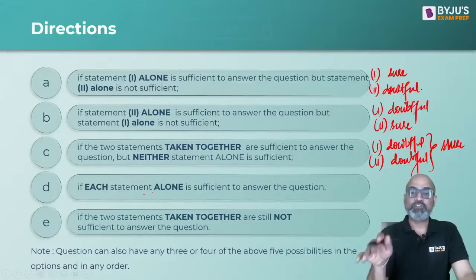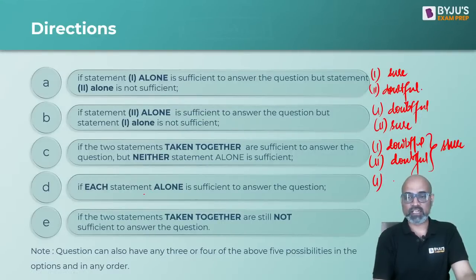Okay, D. If each statement alone is sufficient to answer the question, so this is like पहले वाले से you are sure and second वाले से also you are sure. And the last one is you are doubtful from the first statement. You are doubtful from the second. When you're doubtful from either of the statements, then only you go ahead and club them.